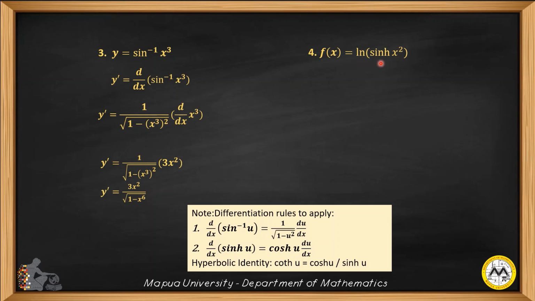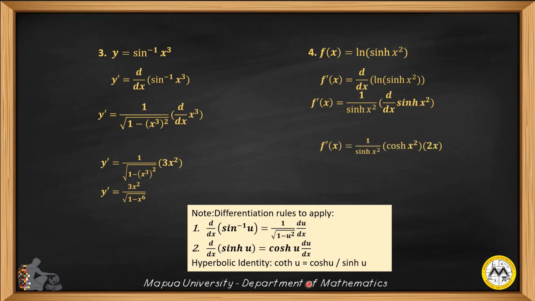And to differentiate the function, we will be making use of the rule to differentiate ln u, and that will give us for the derivative 1 over u, where u is the hyperbolic sine of x squared, times the derivative of the hyperbolic sine of x squared. And using this rule here, where u is x squared, the derivative will just equal 1 over the hyperbolic sine of x squared times the hyperbolic cosine of x squared times 2x.